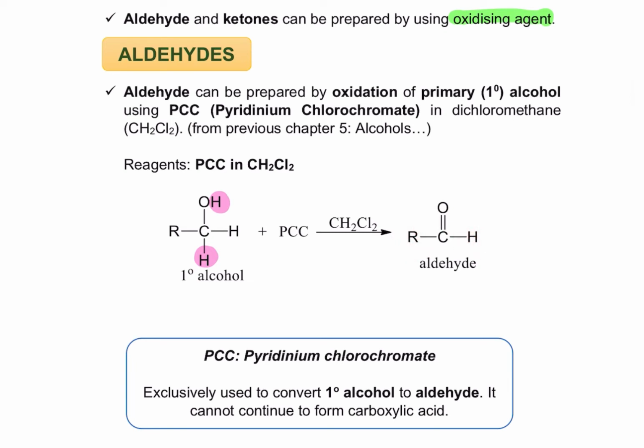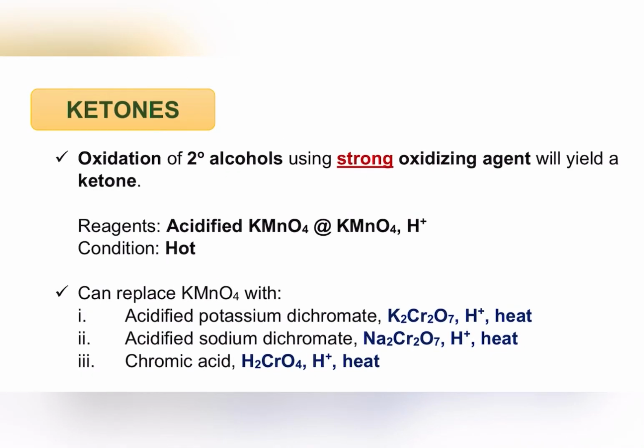For information, PCC is exclusively used to convert primary alcohol to aldehyde, and you have to understand that it cannot be used to form carboxylic acid because that is only for strong oxidizing agents. PCC is one of the mild oxidizing agents. Let's continue with ketones.